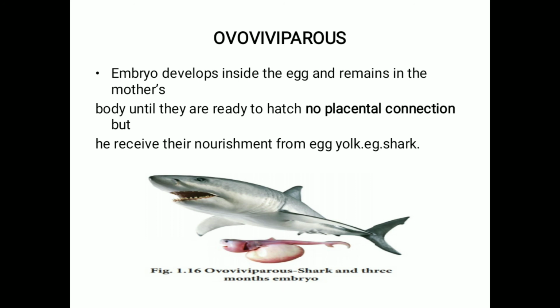Ovoviviparous: the embryo develops inside the egg and remains in the mother's body until they are ready to hatch. No placental connection, but they receive nourishment from the egg yolk. Example: shark. Thank you.